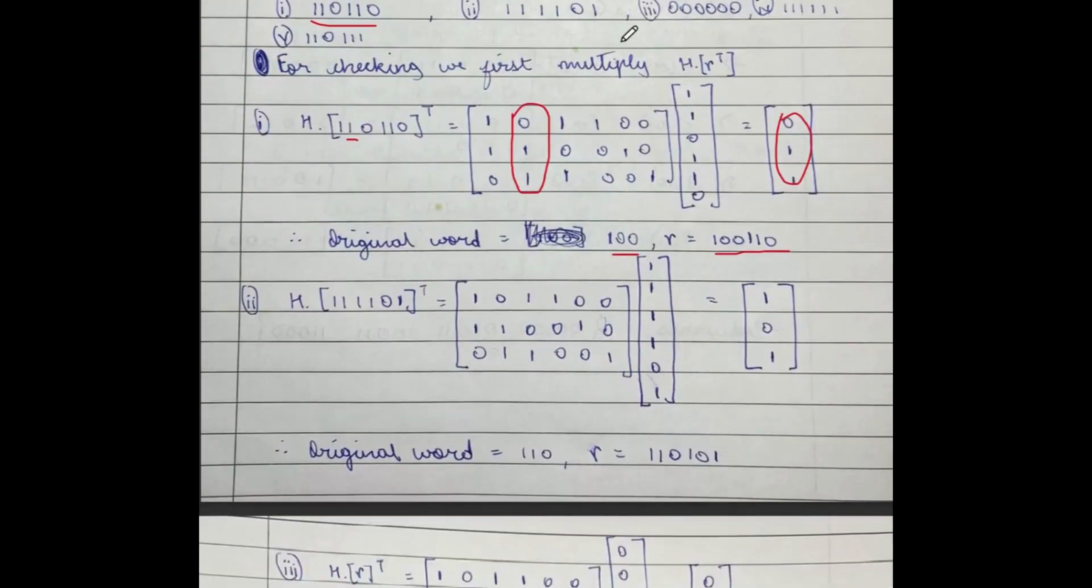Similarly, we take the second example, which is 111101. Now after performing the multiplication, we get 101. Now that corresponds to this column. So therefore we change this value from a 1 to a 0. Therefore there's a change in the first 3 values, so the original word will also change. Therefore the original word becomes 110, and the encoded word becomes 110101.